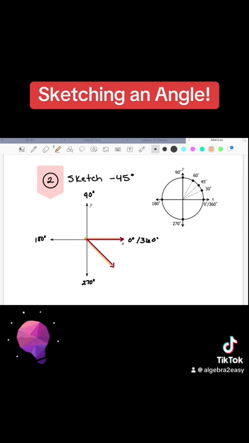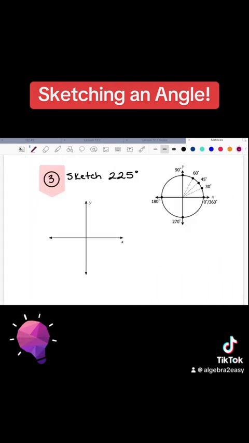And again, like the last problem, you can't tell if this is a positive angle or a negative angle. You have to have that directional curve telling the reader whether this is positive or negative. So we need to draw the curve going clockwise, and that tells the reader that we have a negative 45-degree angle. Let's try one more. Let's sketch 225 degrees.